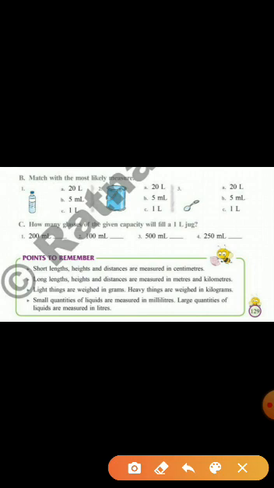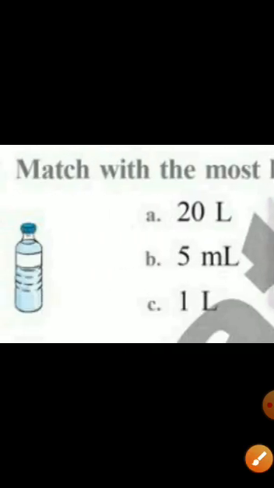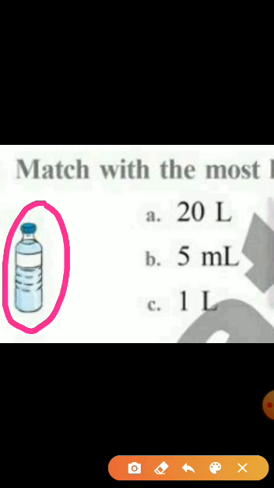Now coming to the question number B and C. Children, you can see in question number B, you are given some pictures and you are asked to match the most suitable measures. Measures are also given there. I am showing you these pictures in large. You can see here. This is the picture of water bottle. This is the medium size of water bottle. So what will be the measure of this water bottle? Whether it is 20 liter, 5 milliliter or 1 liter. What do you think about it, children?